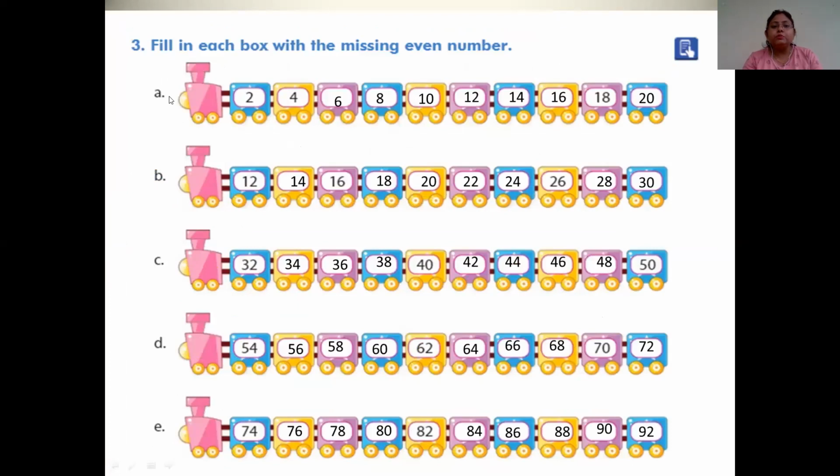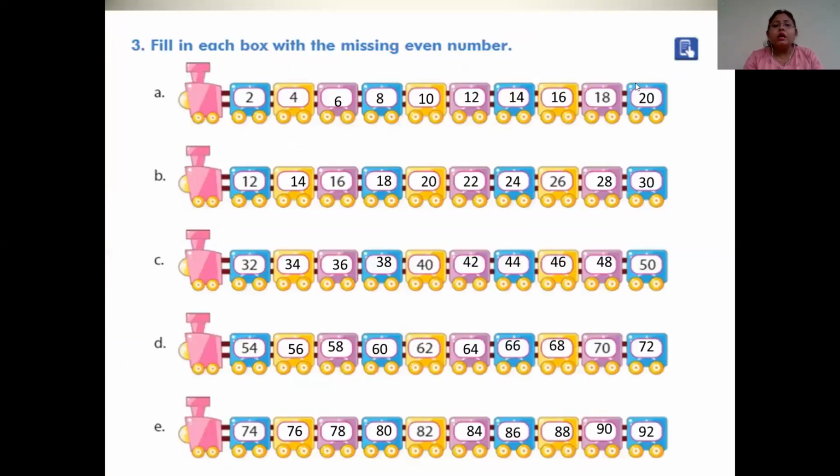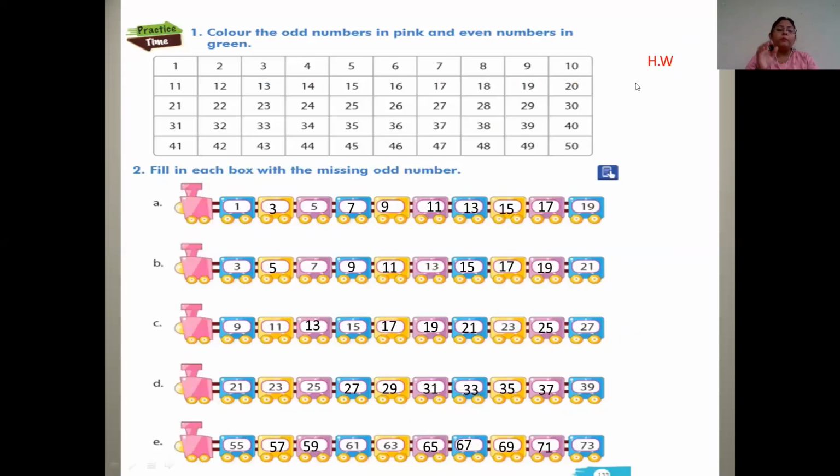So moving forward, the first question is, fill in each box with the missing even number. Firstly students, you have to complete the first practice time. The first one is color the odd numbers in pink and even numbers in green. You have to take your pencil color, take the pink pencil color and color all odd numbers. What are the odd numbers?